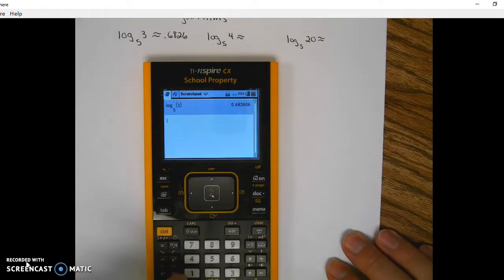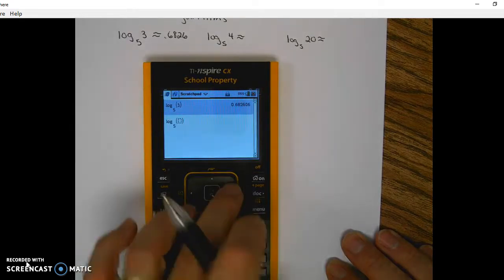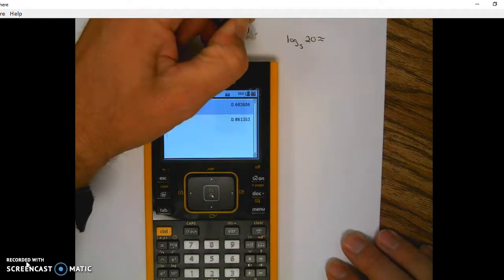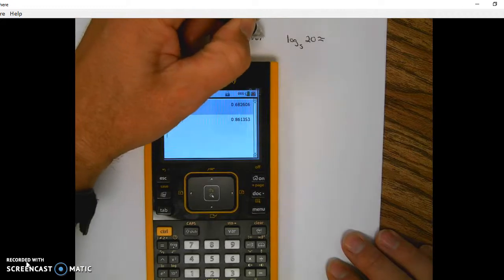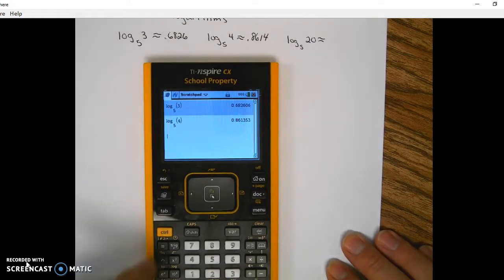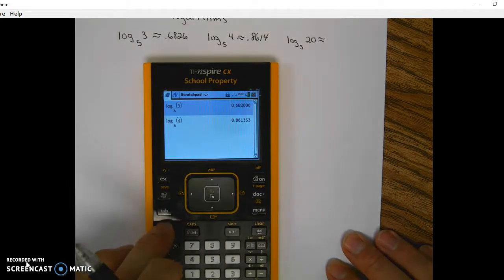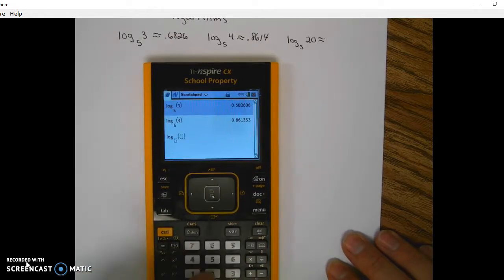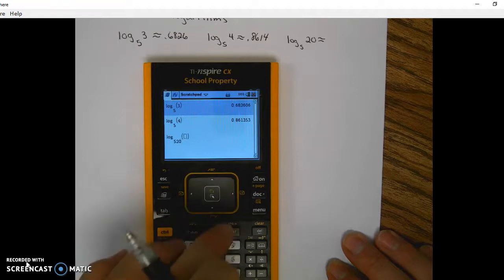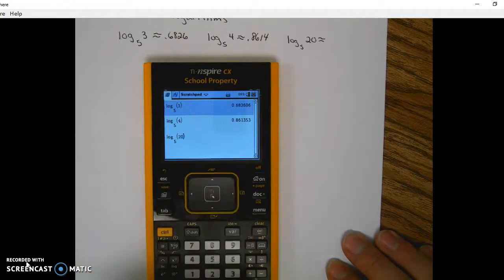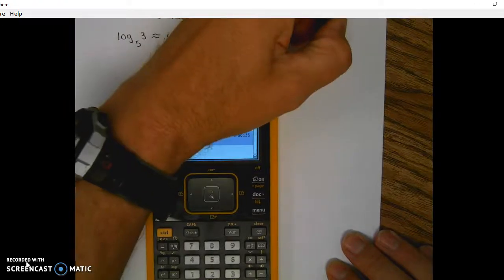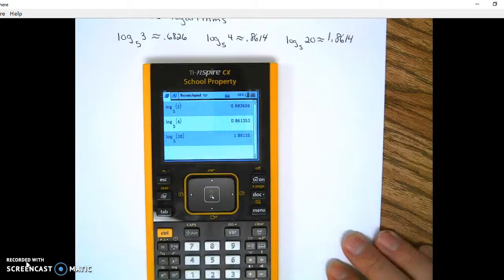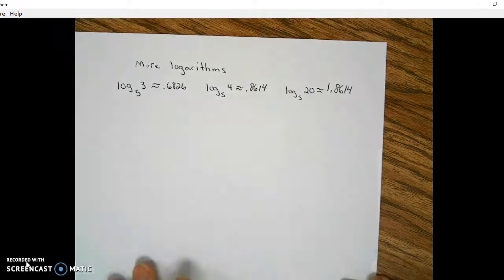Okay, and the next one, log base 5 of 4. That's going to be 861, and I'm going to go ahead and round that to 4. And one more, log base 5 of 20. This one's going to be 1.8614 approximately.